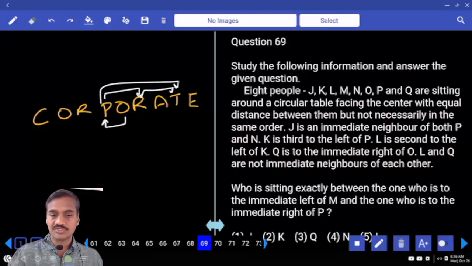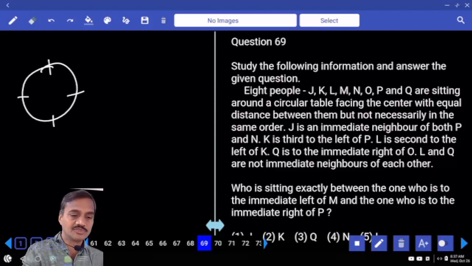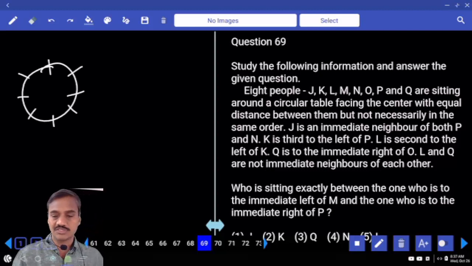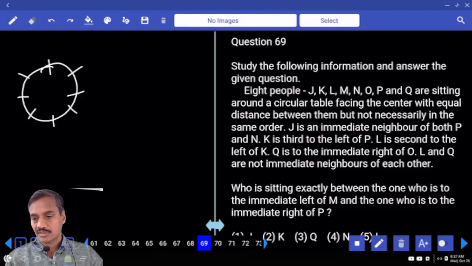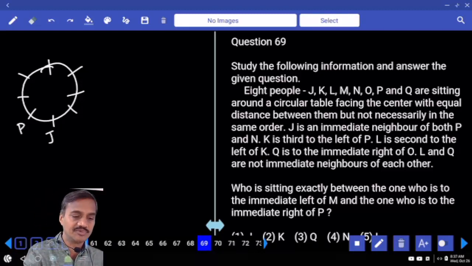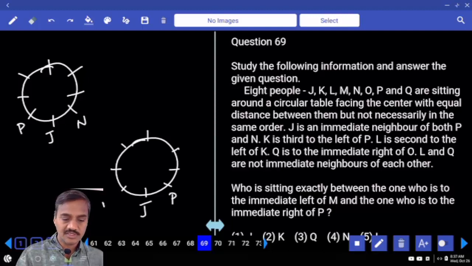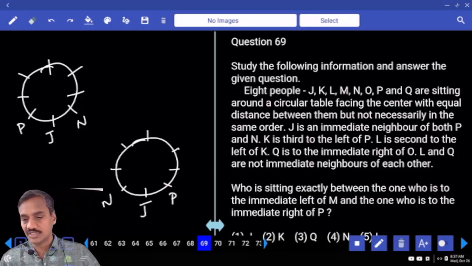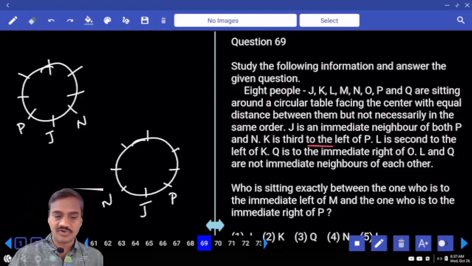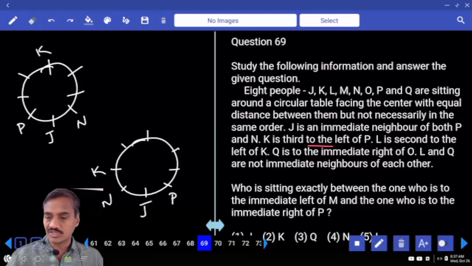Then coming to the 69, there are some 8 people seated around a circular table. And all these persons are facing towards the center. J is an immediate neighbor of both P and N. P and N can be like this. This is one possibility. And the second possibility, and P is to the right hand side of J. Now J is here, P and N. K is third to the left of P. K is here. And here again K is third to the left of P.